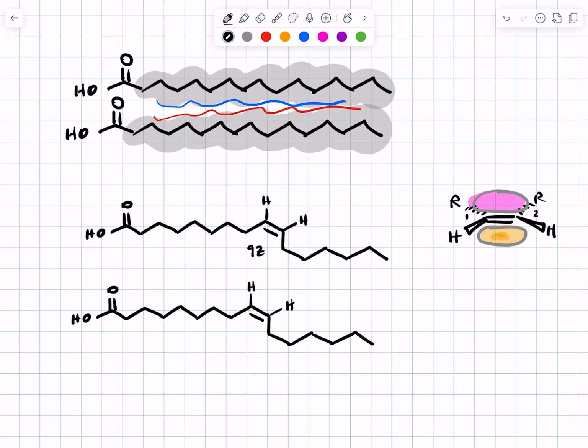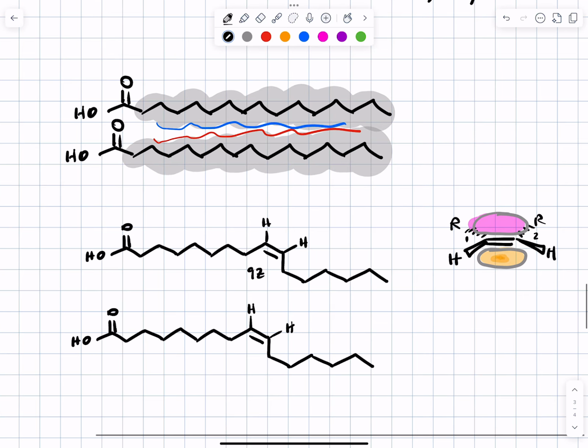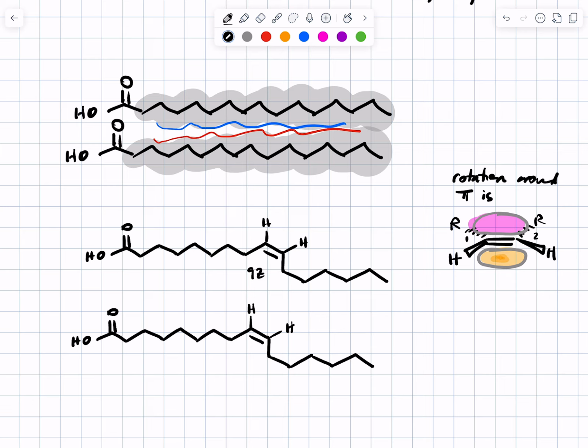So rotating would require the pi bond to break, and therefore rotation around pi bonds is not just slow, but at room temperature is not allowed, okay? As you increase the temperature, you can give the molecule enough energy so that it can rotate, and that requires you to temporarily break the pi bond. But for most of biology, temperature is not high enough for that to happen.